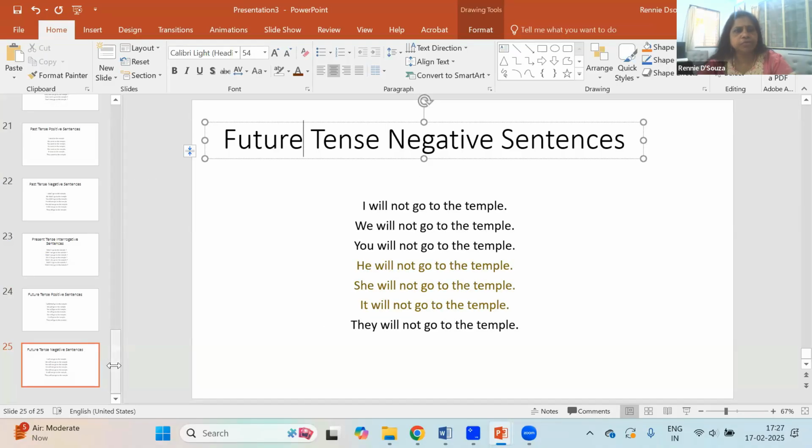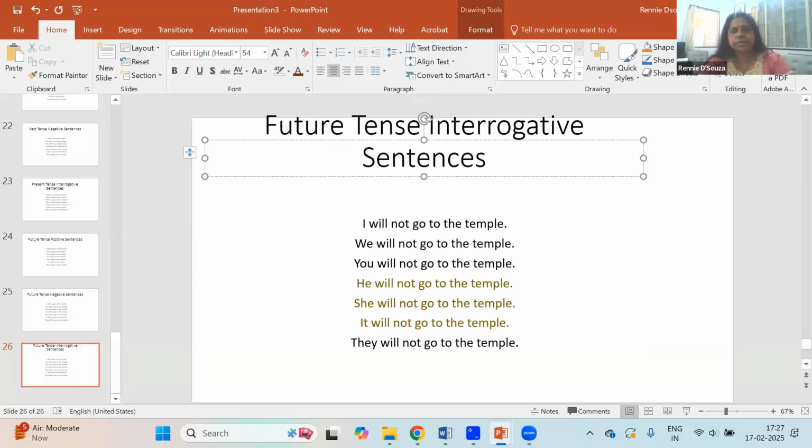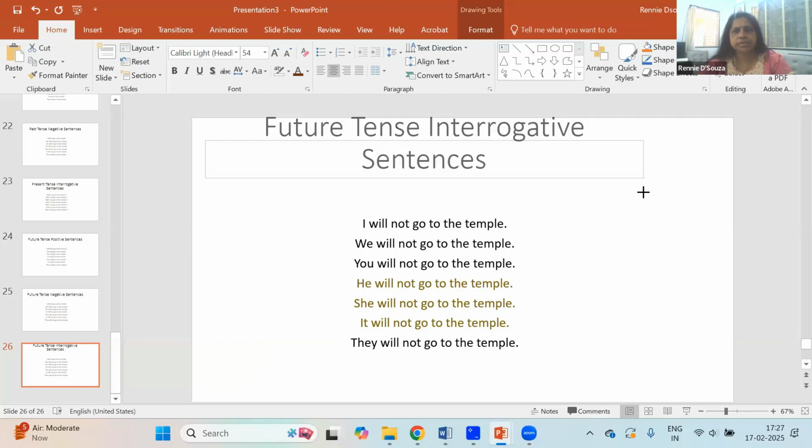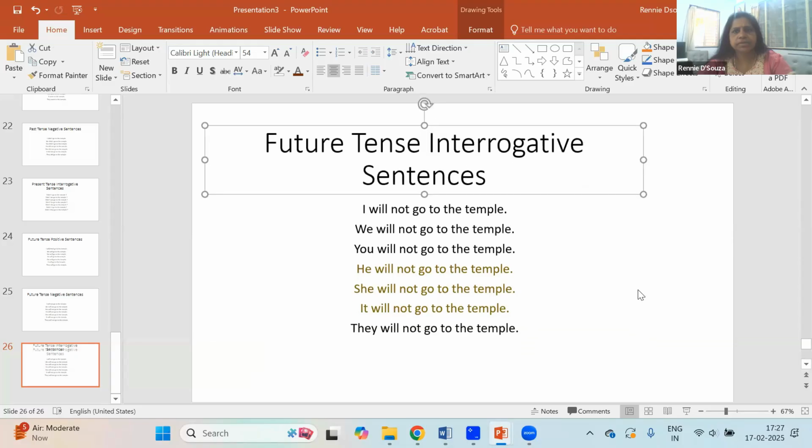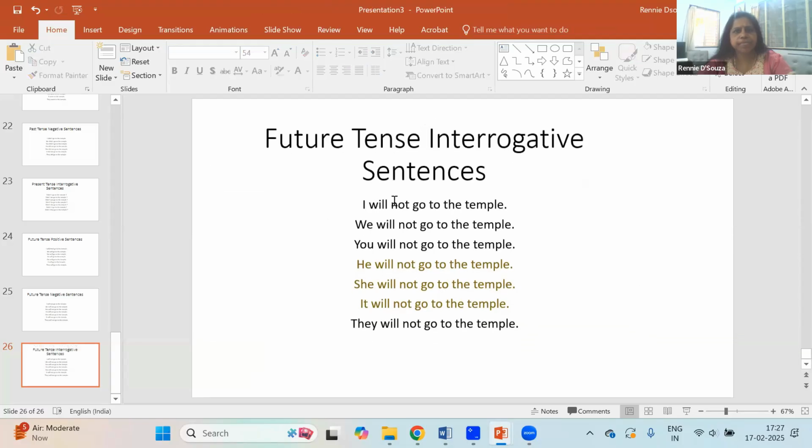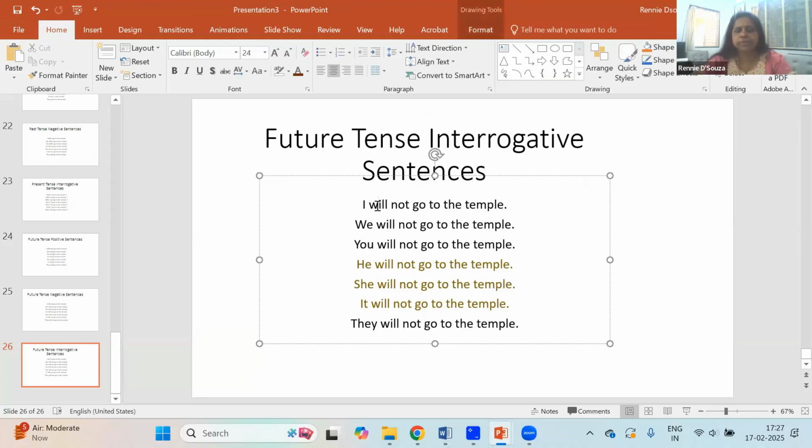Now we are going to see the future tense negative. What happened? I will not go to the temple. We will not go to the temple. He will not go to the temple. She will not go to the temple. It will not go to the temple. They will not go to the temple. Now, what about the interrogative? Again, interrogative is nothing but the question. How to form an interrogative sentence in future tense?